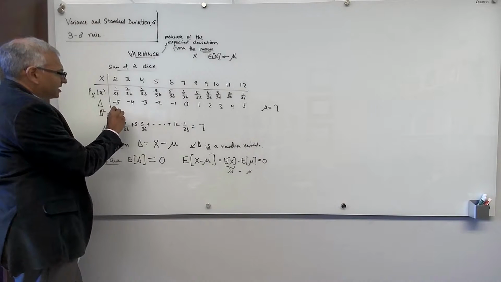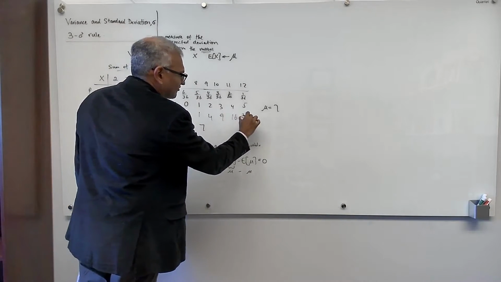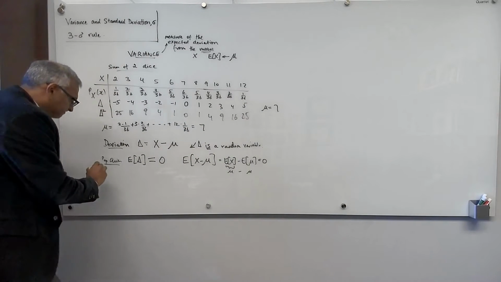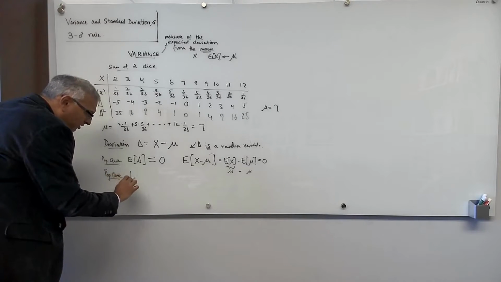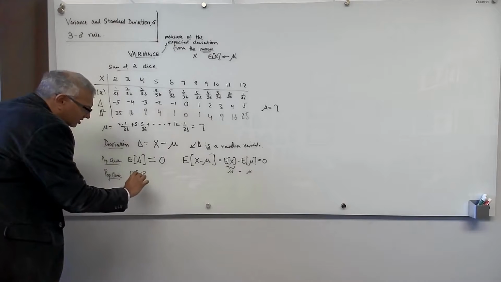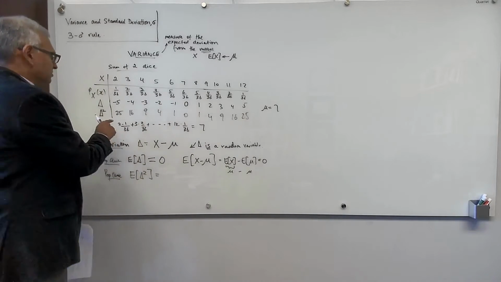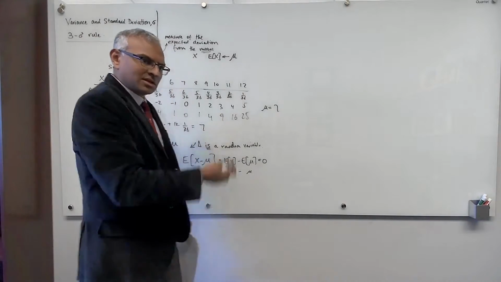So this is 25, 16, 9, 4, 1, 0, 1, 4, 9, 16, 25. Those are the deviations squared. And so, pop quiz. Compute the expected value of the deviations squared. I'll pause the video, 1, 2, 3, 4, 5, give you a chance to do it, and then I'll show you what it is.